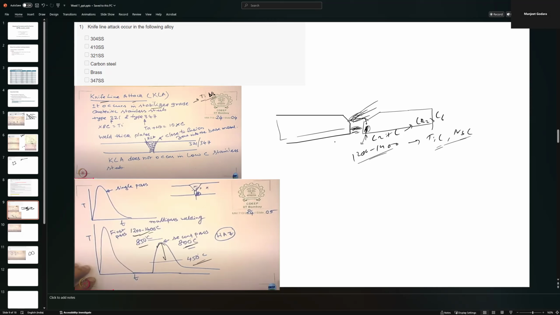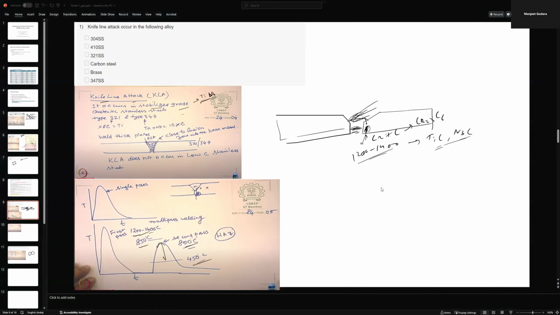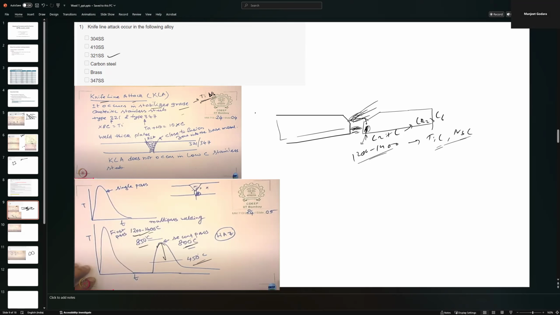Knife line attack happens only in the stabilized grades of stainless steel. The stabilized grades are 321 and 347. Right? These two are stabilized grades. So this is where knife line attack happens. Okay.